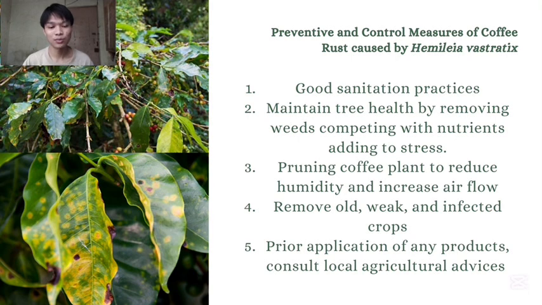First is good sanitation practices. Keeping the coffee farm clean helps prevent the spread of the fungus. For example, regularly removing fallen leaves and infected parts of the plant can reduce areas where the fungus might thrive.